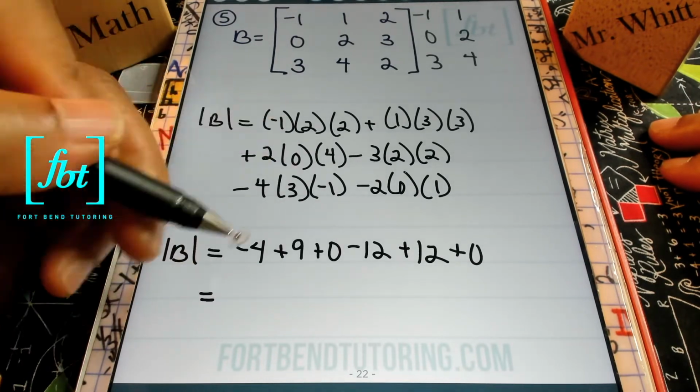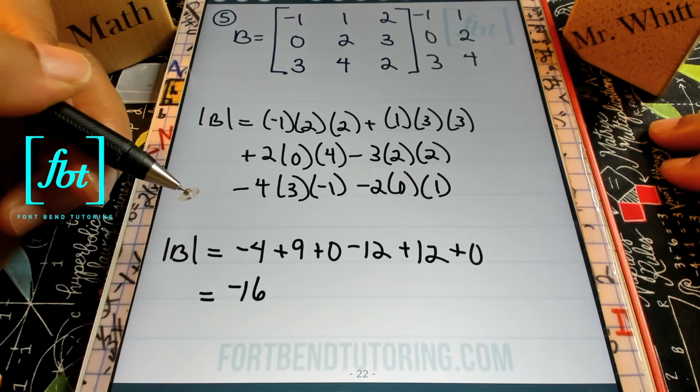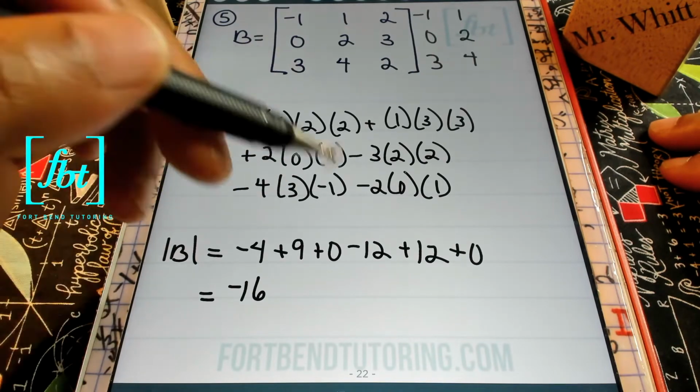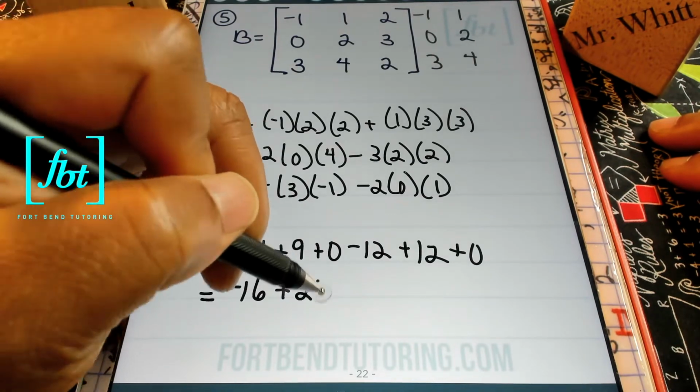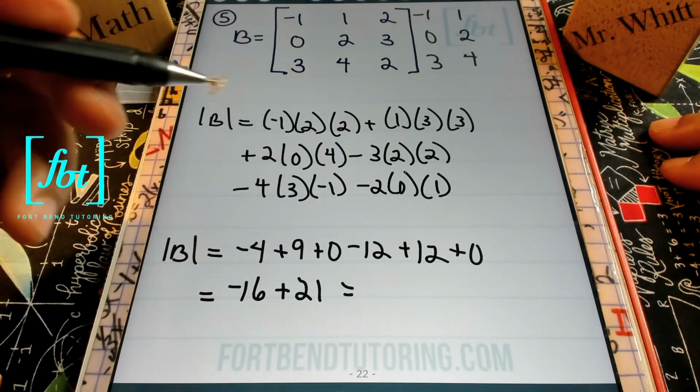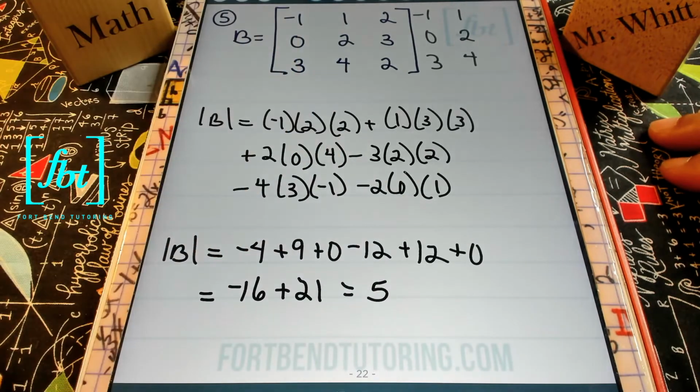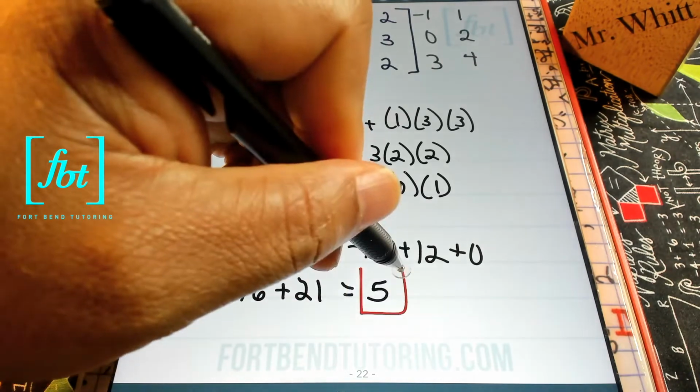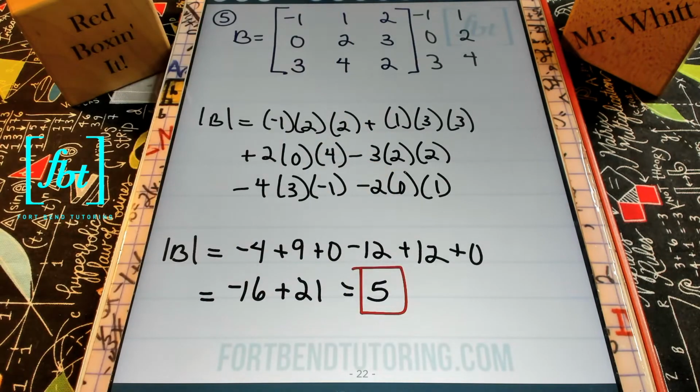Combining my negatives together, I'll have -16. Then combining my positives together, I'll have 21. And when I find the result of this, my answer will be 5. Red, box it. Done and done. We have our result for problem example 5, guys.